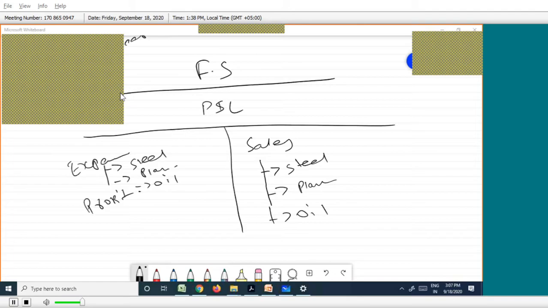So as an investor, I invested my money in this company. I wanted to know the performance of my steel business, the performance of the plastic business, the performance of the oil business. How do I get that information?